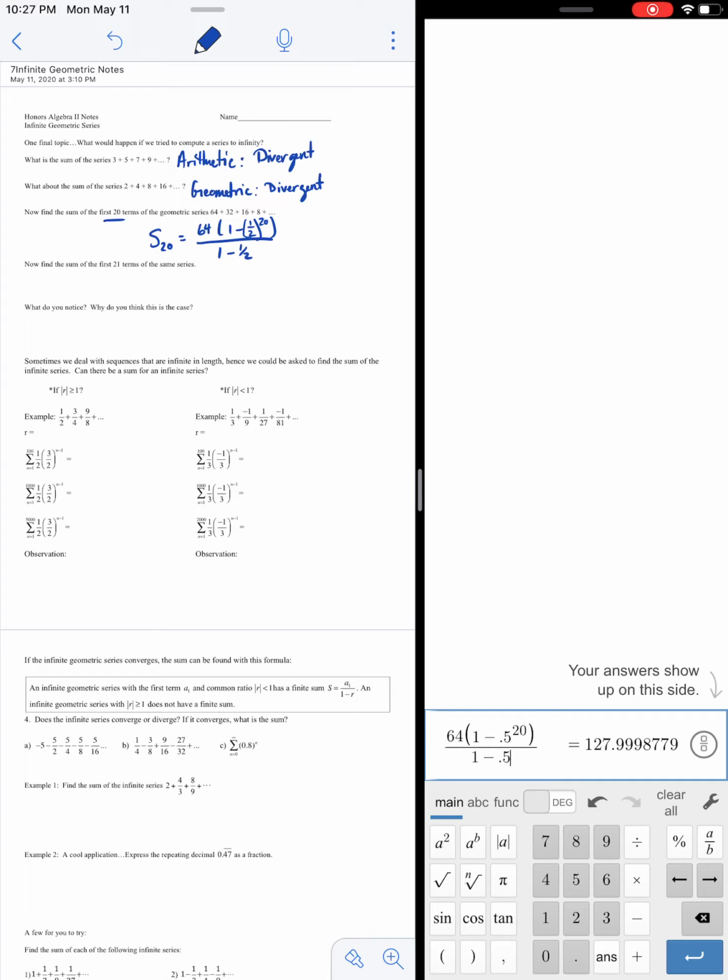Well, then it says, what if you added it to 21 terms? So if I come in here and I just change this up here to 21, nothing else changes. The first term is still 64. The ratio is still 0.5. So the only thing that's going to change is if I go 21 terms. So notice again that this is 127.9998, and if I change this to a 1, it's 127.9999. So as you can see, going from adding up 20 terms to 21 barely changes our series.